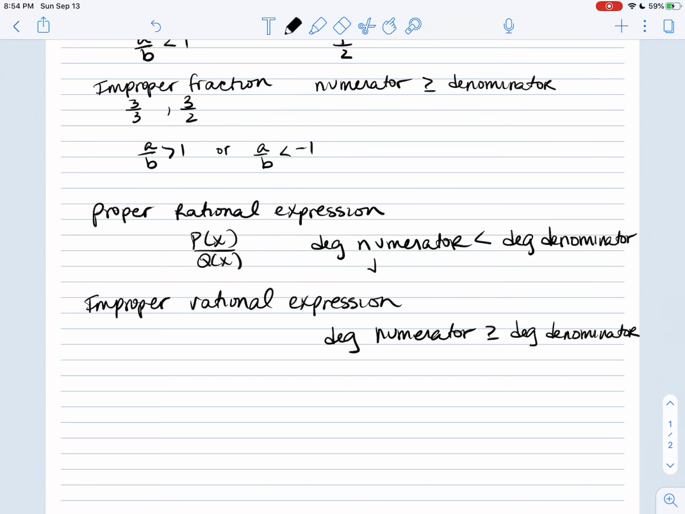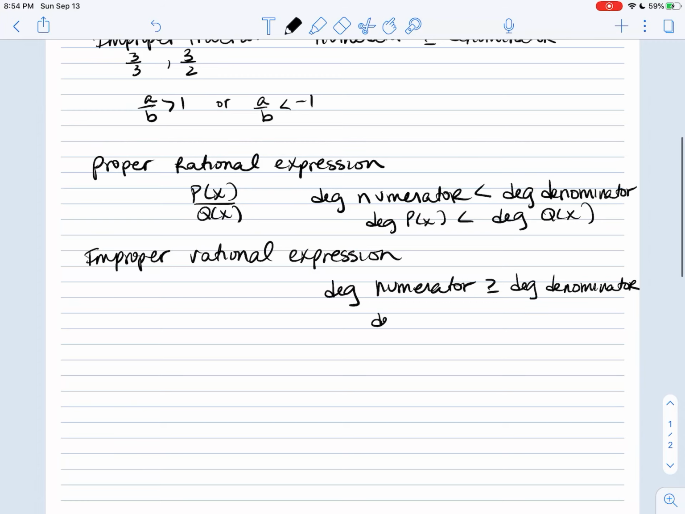Right? Or degree of p of x is less than the degree of q of x in the case of proper rational expressions, and here the degree of p of x would be bigger than or equal to the degree of q of x if it is improper.